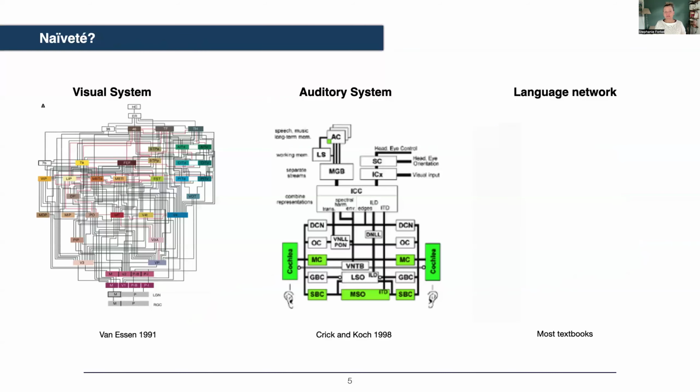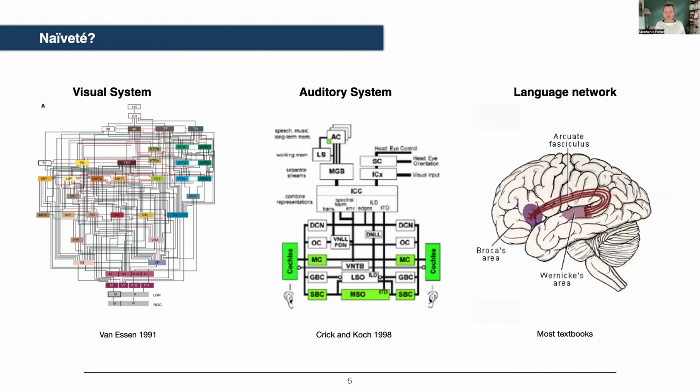Now, if we compare that to the maps that we have for the visual and the auditory system in the brain, where each box represents a cortical area and each line a connection between them, then it's probably fair to say that our current model of the neurobiology of language is rather insufficient.